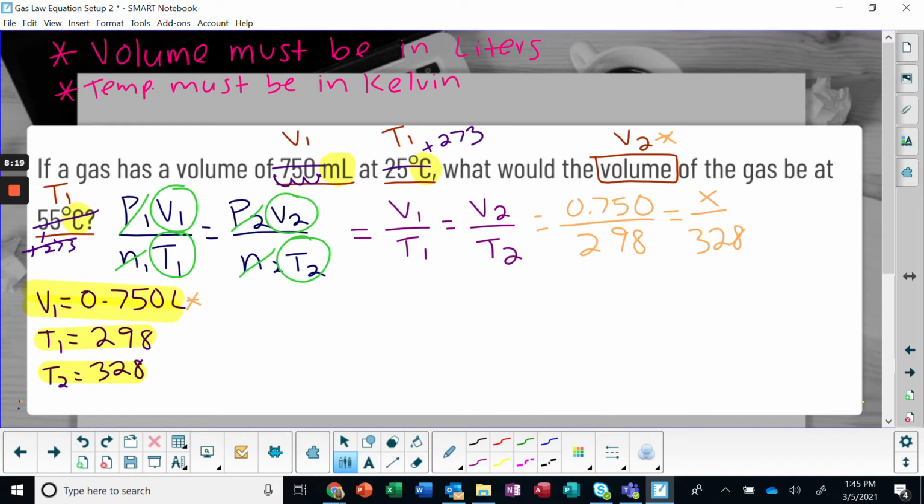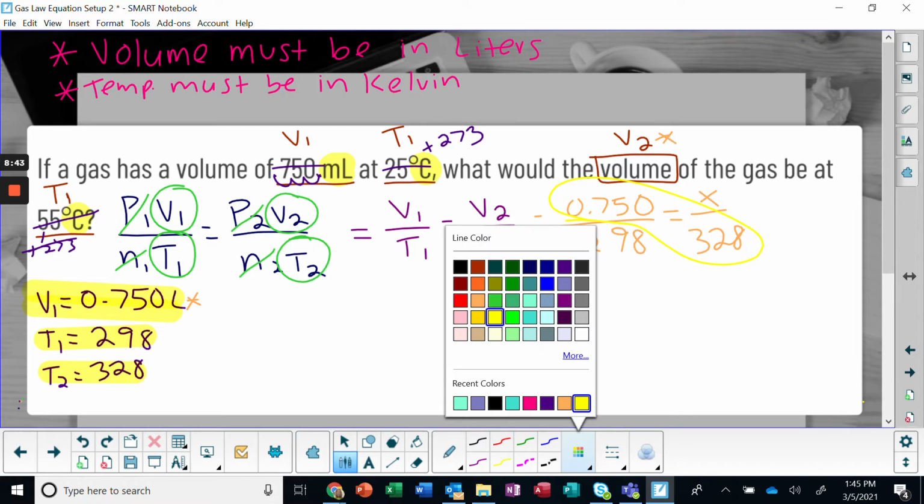We've plugged everything in. This is a proportion, so in order to solve for X, we must do the butterfly method. So we're going to cross multiply and then divide. So 328 times 0.75 divided by 298. Put it in your calculator all at one time.